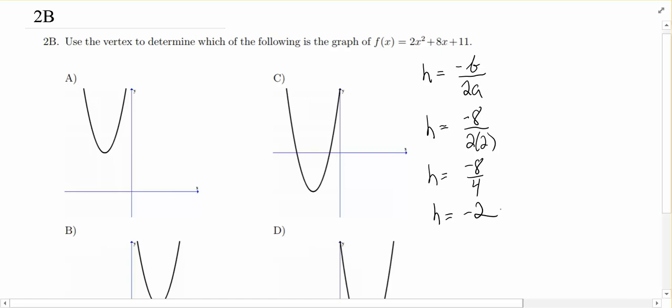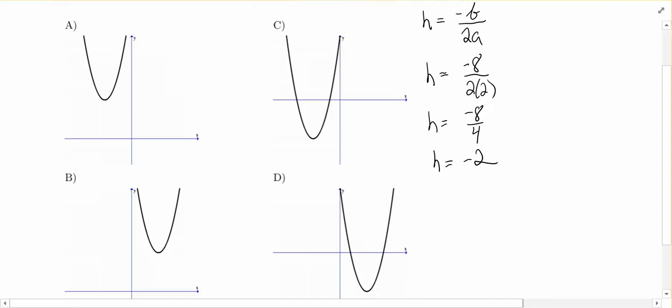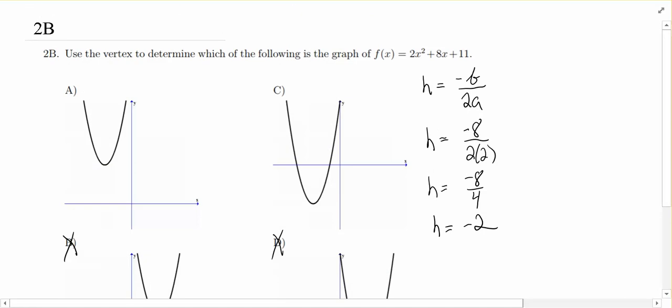Now, once you get one piece of information that helps you to cross things out, I usually try to say, if I know that the x value of the vertex is negative 2, then my answer can't be B nor D, because both of those have positive x values of the vertex. So now let's look at the y value of the vertex, and I want to talk about two different ways to differentiate between answer A and answer C.